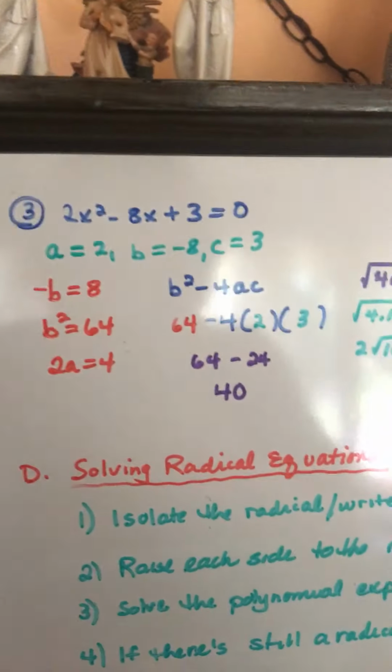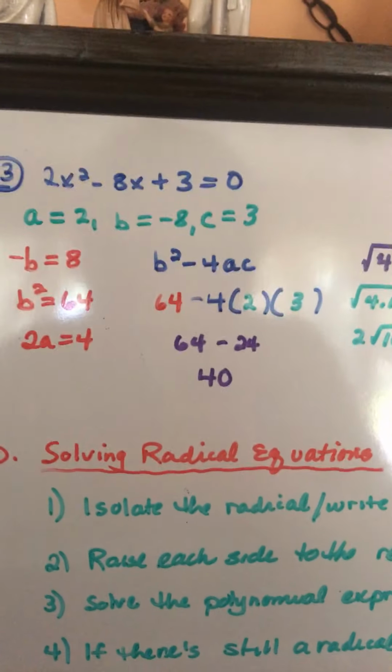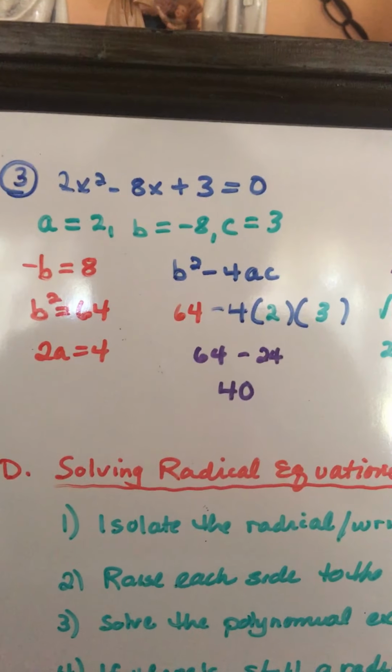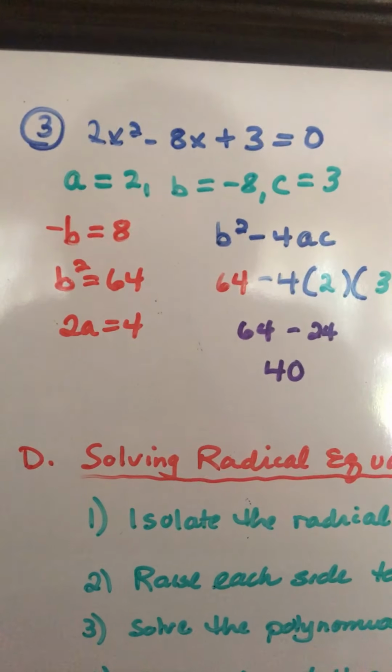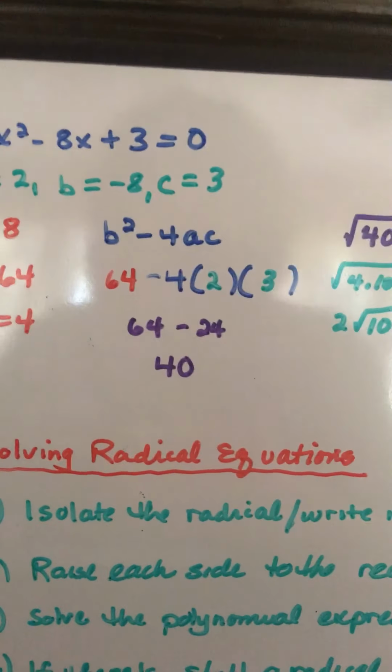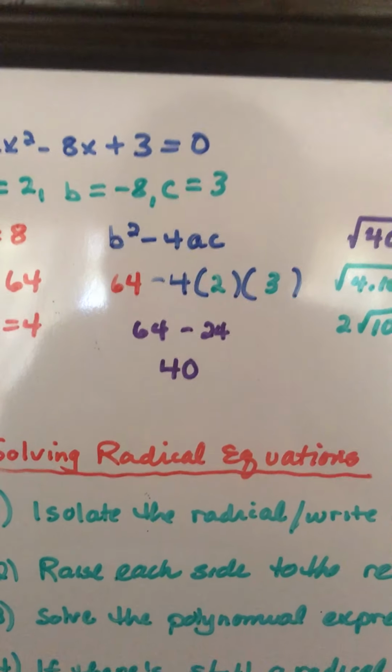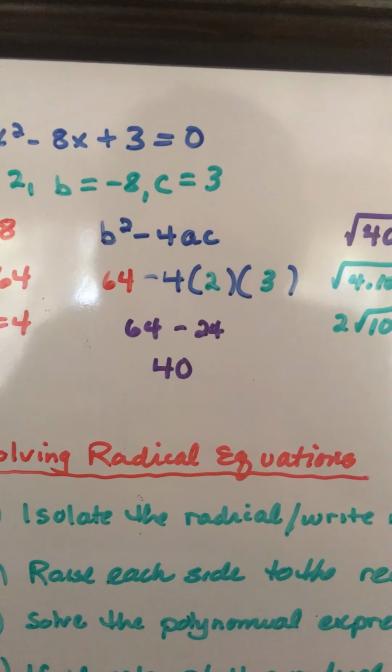Next one. Leading coefficient is now not 1. So negative b is positive 8. B squared is again positive 64. Twice a is now 4. B squared minus 4ac is going to give me 40.